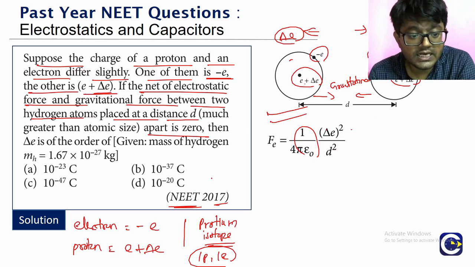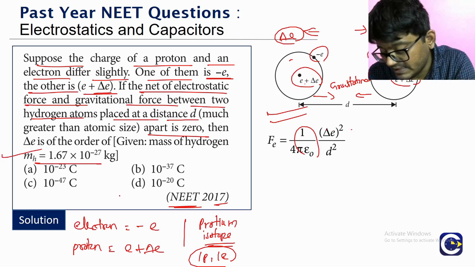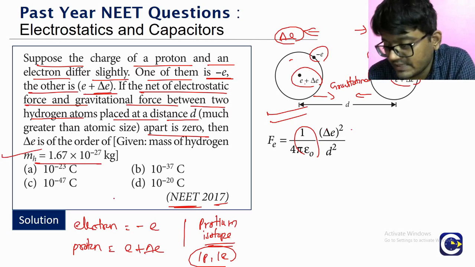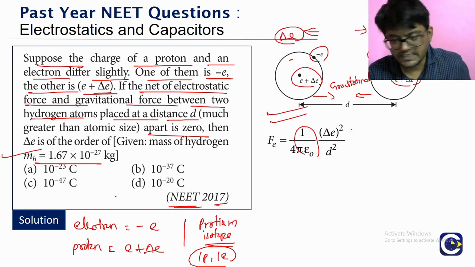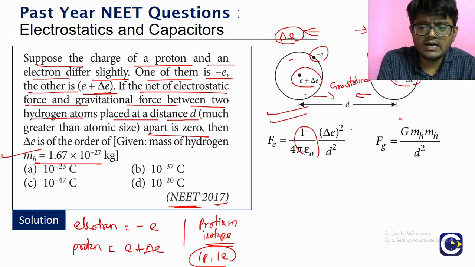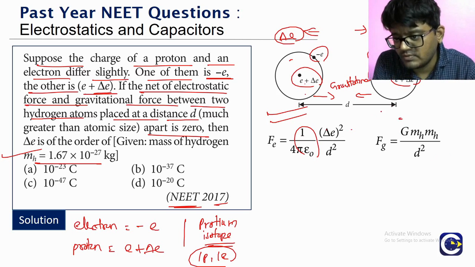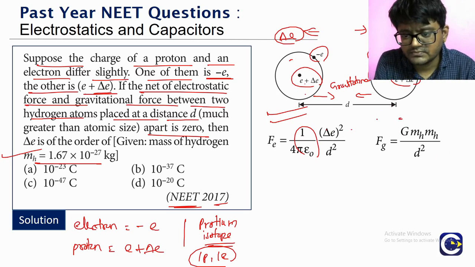Now what about the gravitational force? Here they are saying consider the mass of the hydrogen atom is what? 1.67 into 10 power minus 27 kg. That is nothing but approximately the mass of the proton. Because the electron is very light in comparison to the proton mass, what will be the gravitational force of attraction? It will be G into mass of this hydrogen atom, mass of another hydrogen atom, divided by distance square. Distance will be the distance between the two centers.